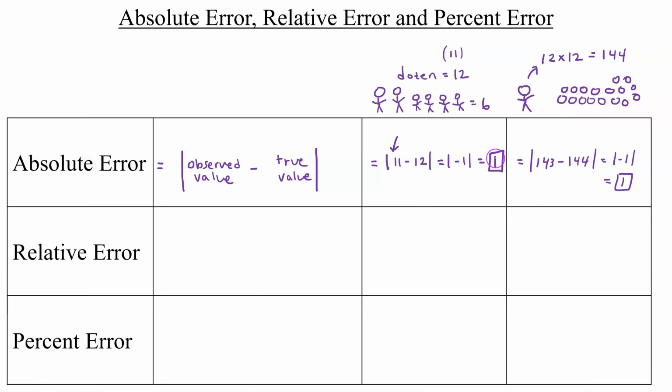So what we want to do is use a different type of error that sort of corrects for that. So it's important to know how far you're off. So we're off by 1 in both situations. But it's also important to know how far you're off in terms of percentages. So our next one is relative error. Relative error is the absolute error. Oops, forgot the T. So that's this right here, observed value minus true value, but now what we're going to do is divide it by the true value.